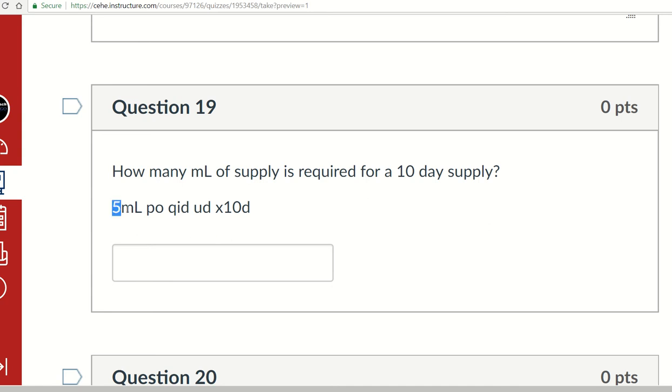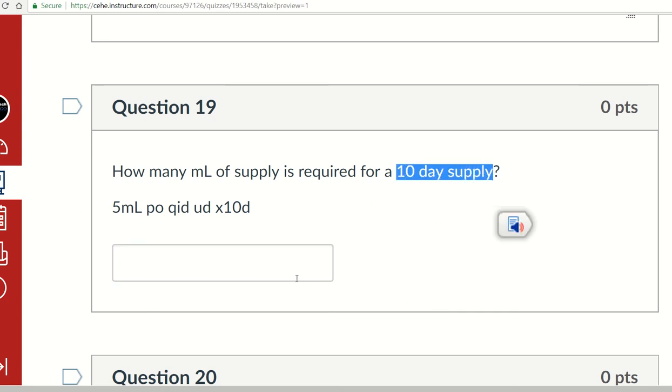So all you do is you take the 5 mLs, multiply it by 4 doses in a day, and then multiply it by 10 days. So what is 5 times 4 times 10? What do you guys get? Punch it in. 5 times 4 times 10. Do it in your head if you can. 200, yeah. So in this case, the doctor wants us to figure it out.